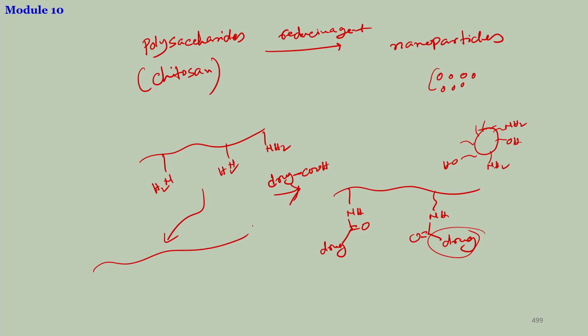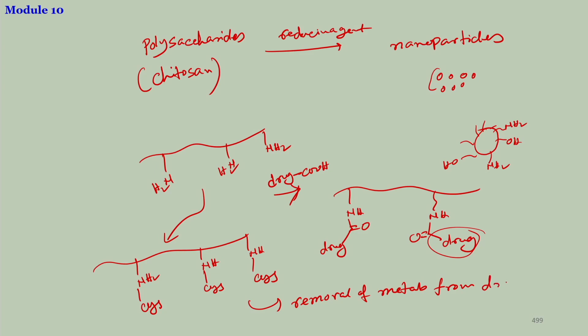You can make other kinds of modifications, such as you can connect it to, for example, the amino acid cysteine. Cysteine has a sulfur side chain, SH, that can be used to remove heavy metals from water, in drinking water purification, removal of metals from drinking water.